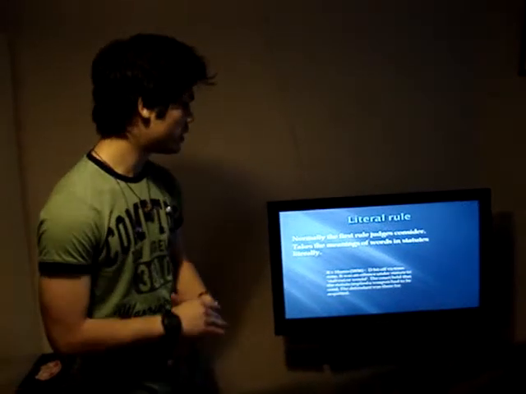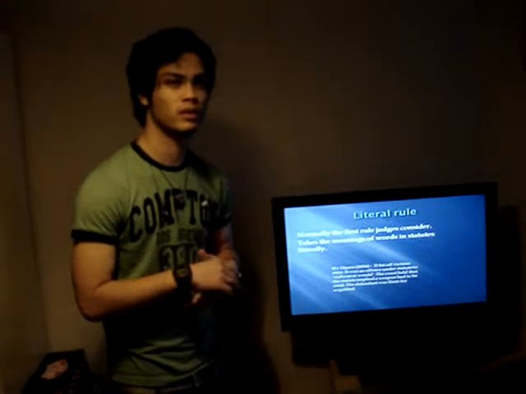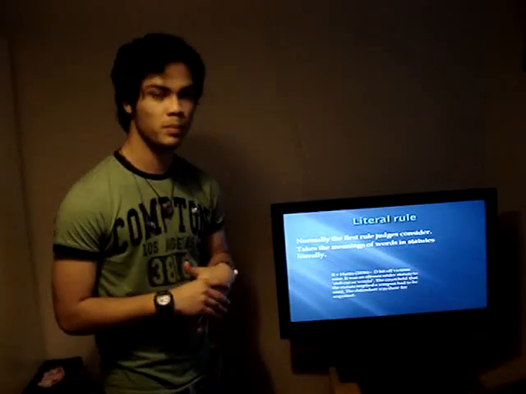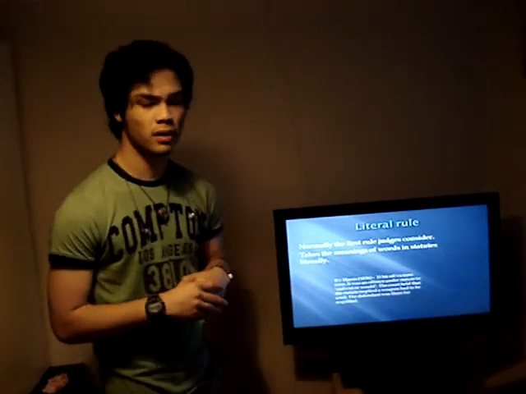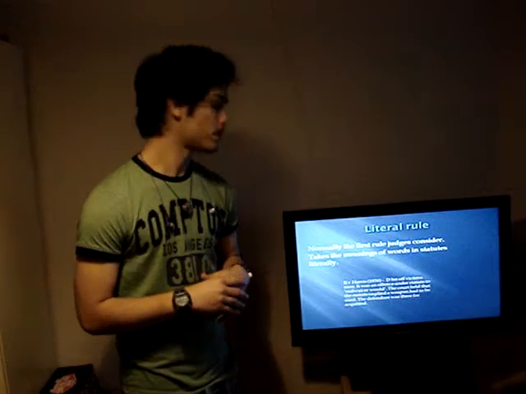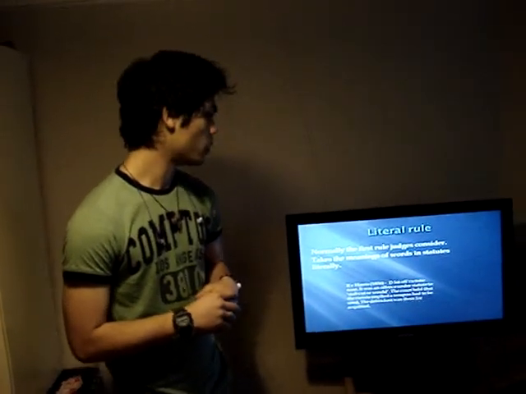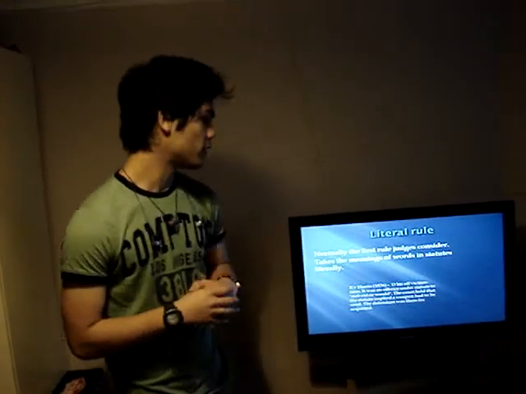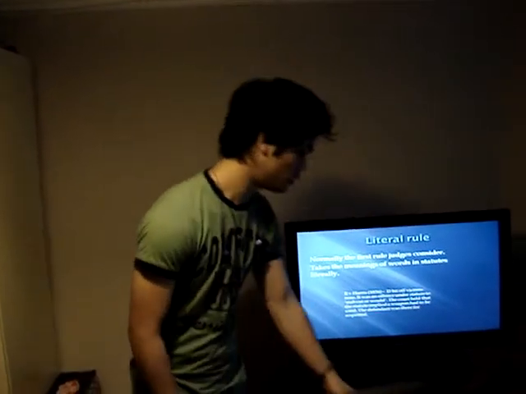Literal rule. Normally this is the first rule that the judges consider. It takes the meanings of the words literally. In R v Harris, for instance, D bit off the victim's nose, and it was an offence under statute to stab, cut or wound. The court held that the statute implied that a weapon had to be used, therefore the defendant was acquitted. So yeah, the words were taken literally.